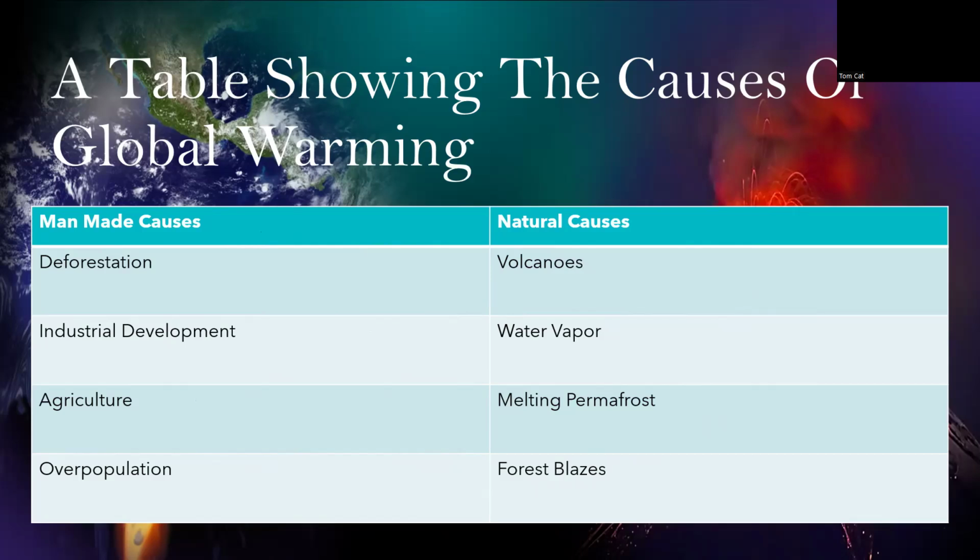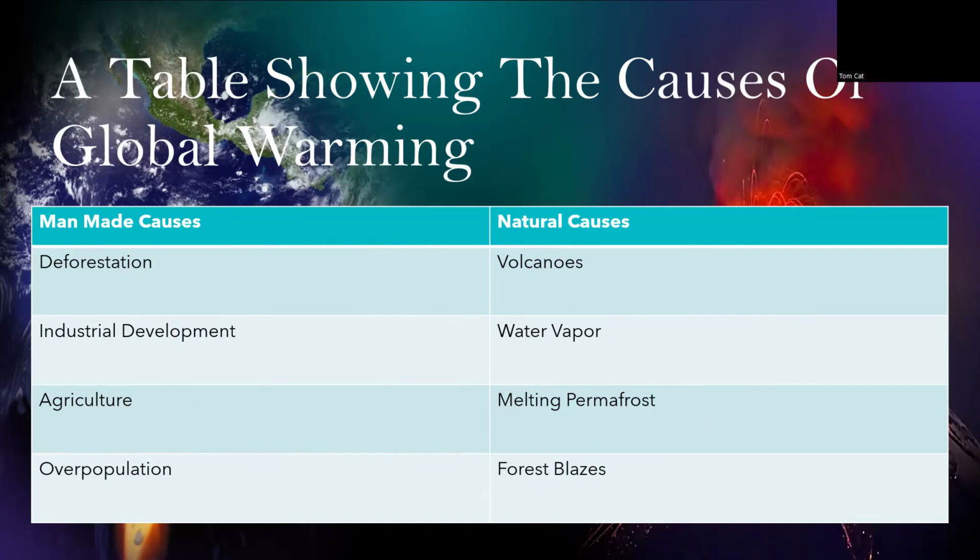Moving on to the natural causes, volcanoes. This is an eruption that causes many greenhouse gases to be released. It is known to be very hot, and as this is so, it contributes to the increase in temperature, contributing to global warming. Water vapor. Water vapor traps heat within the atmosphere, and the warmer the air, the more moisture it has the ability to hold, and with more moisture, it can cause heating within the atmosphere, causing global warming.